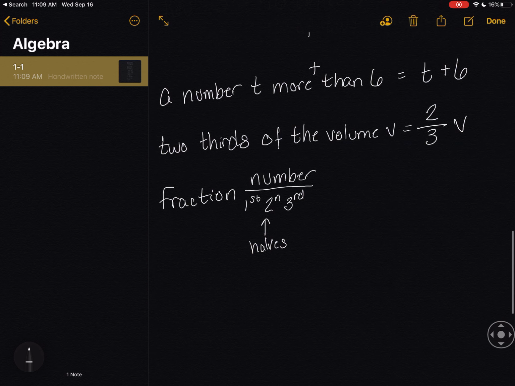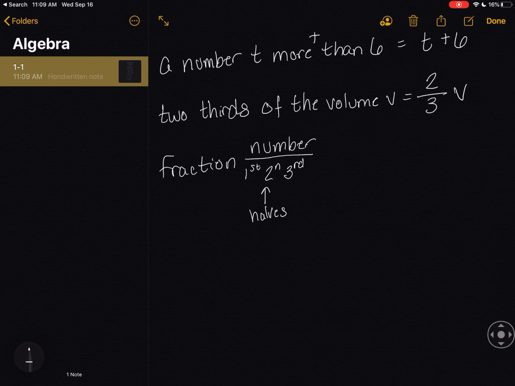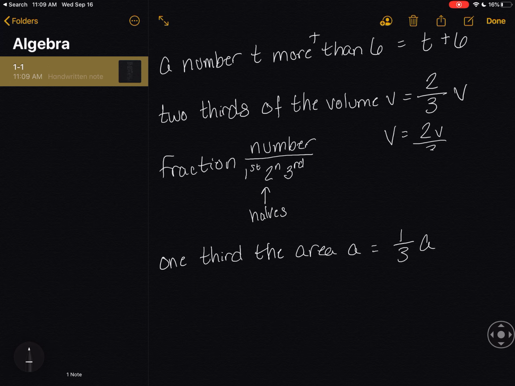For another example of this, and I want you to try this one, what is 1/3 the area A? When you do this, you should get 1/3, so 1/3 means 1/3, and then area is just A. For either of these, you could also write it as 2V/3 or 1A/3 or just A/3. Those mean the same exact thing, so any of that's fine.